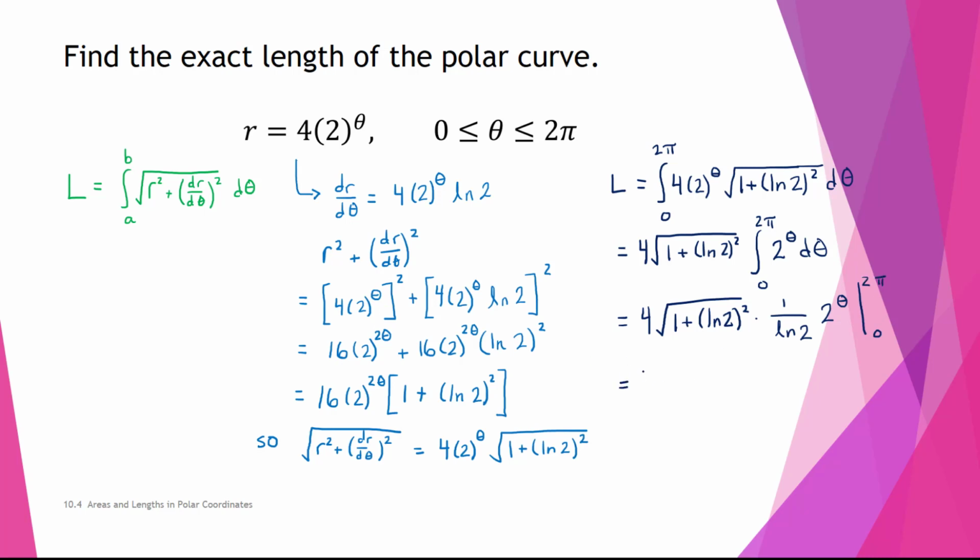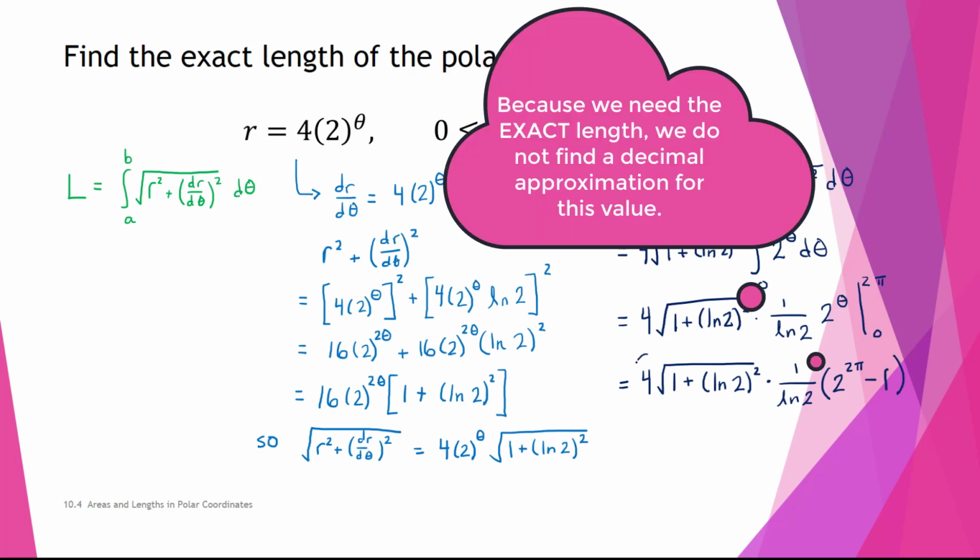Finally, plugging in the bounds, we get 4 times the square root of 1 plus (natural log of 2) squared times 1 divided by natural log of 2 times (2 to the 2 pi minus 2 to the 0, which is 1). So this is our final answer.